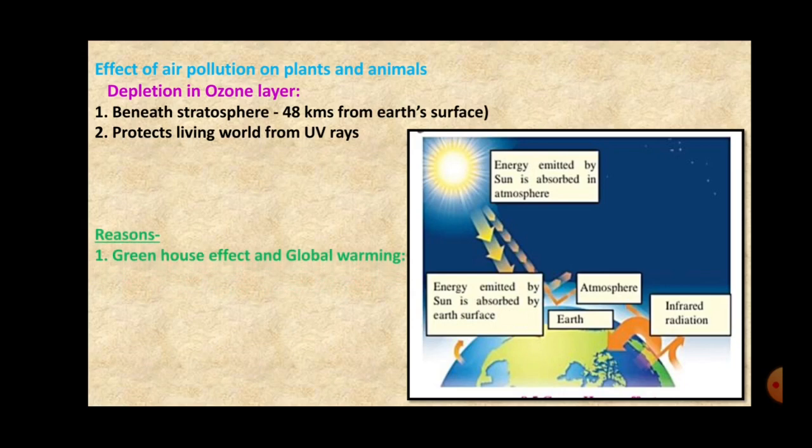Now, what are the reasons for the depletion of this ozone layer, right? The first one is the greenhouse effect and global warming. Now, what is the greenhouse effect? We had studied this. The greenhouse gases are carbon dioxide, nitrous oxide, methane, and CFC.